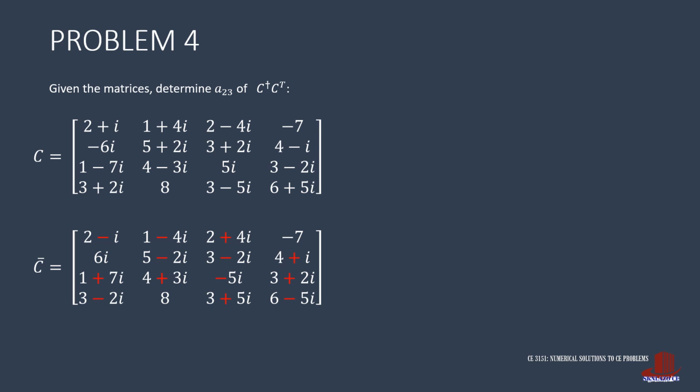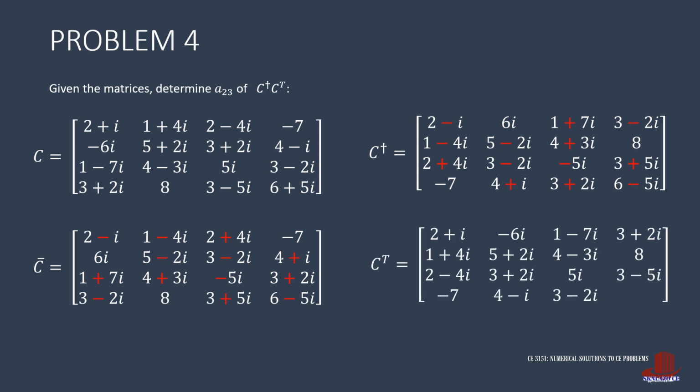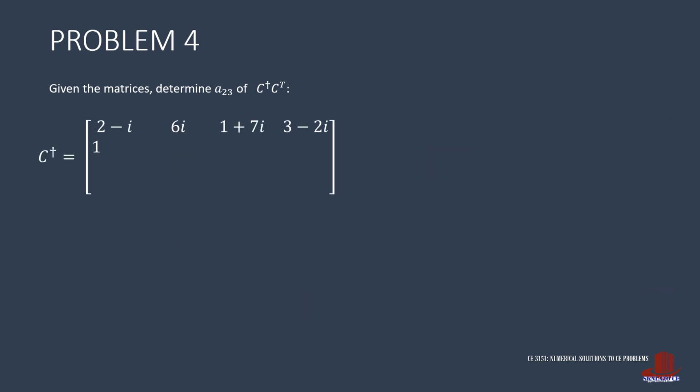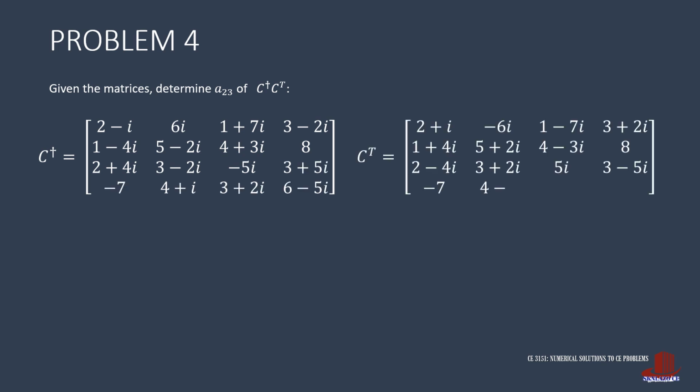After taking the conjugate, solve for the dagger, and that is just to take the transpose of the conjugate. So the elements in the row of C bar become the elements of the column. The next thing to prepare is the transpose of C. So take the original matrix C and operate with the transpose, which means the same signs of the imaginary numbers are carried. After preparing the matrices, multiply C dagger with C transpose. Take the elements of the second row of C dagger and the third column of C transpose.